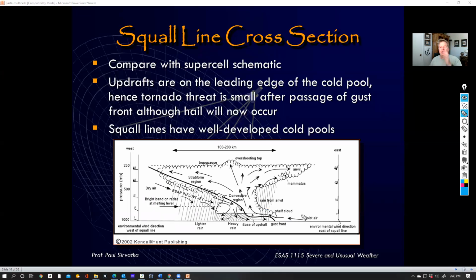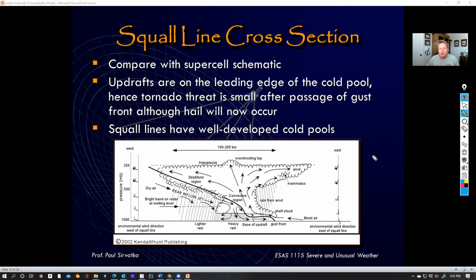So if you're watching a squall line, or if you're ever in a situation where it's hailing and the hail starts turning just into rain, you're probably in an okay place. But if it's raining and all of a sudden it starts to hail and then it stops, that's bad. That's bad news.